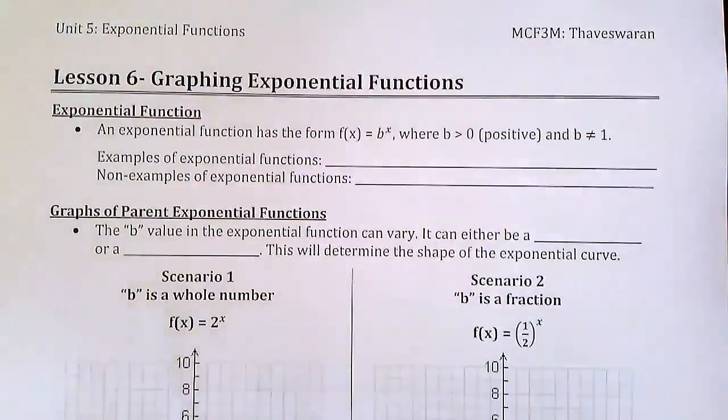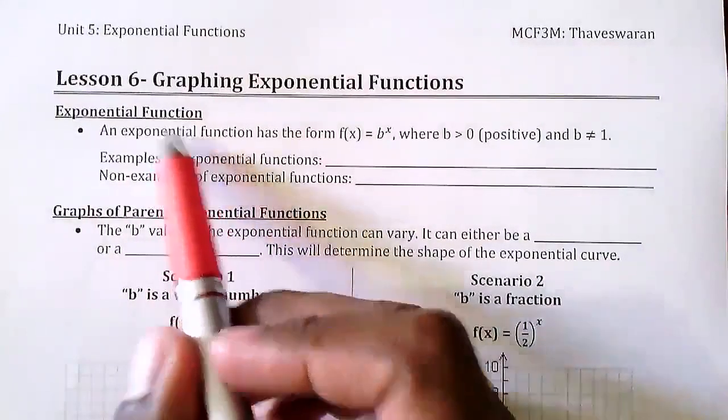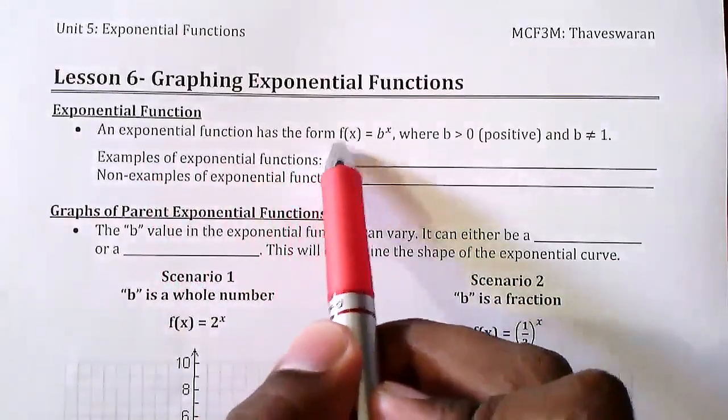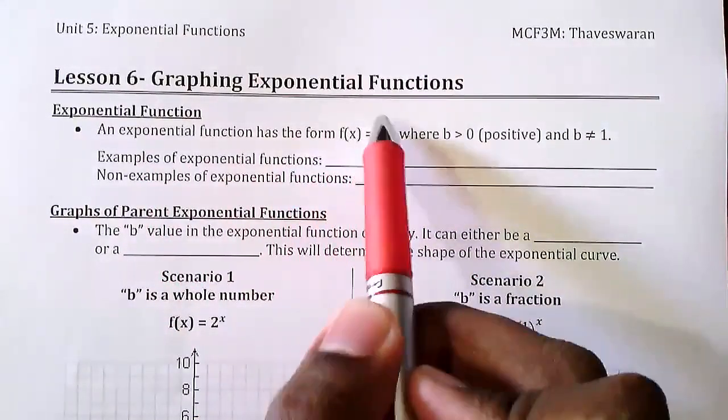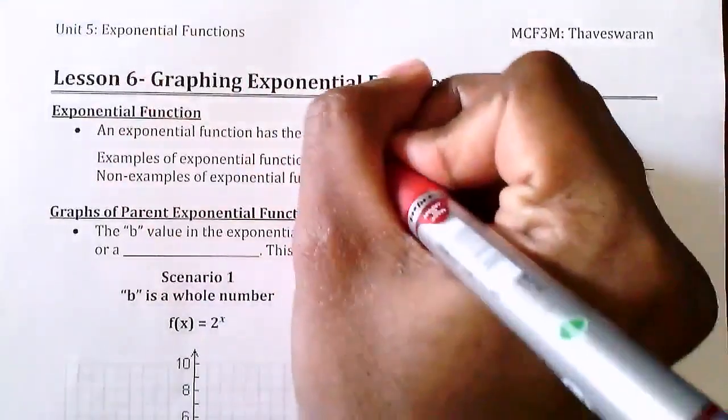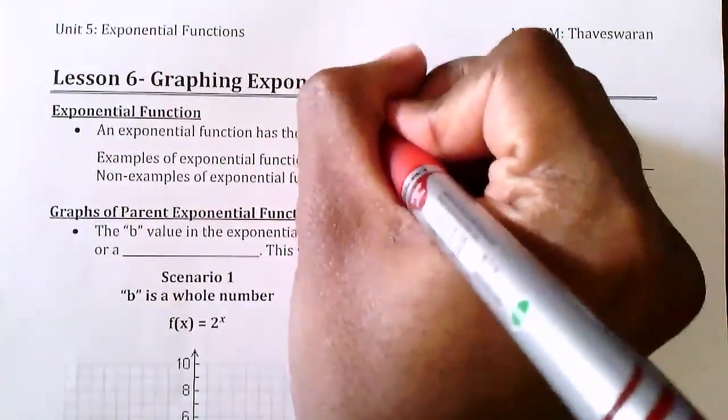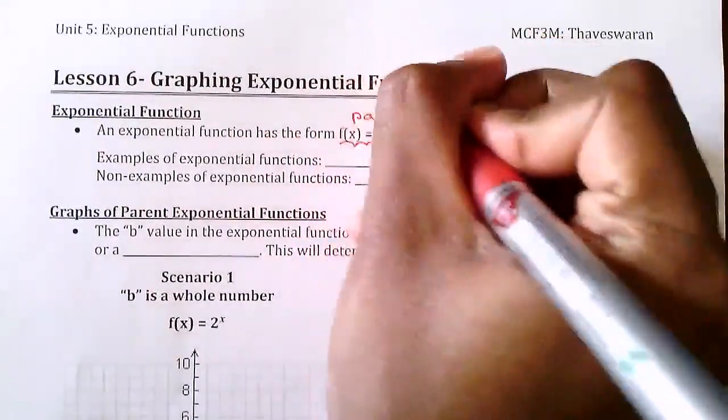So welcome to lesson 6 for exponential functions. Today we're going to learn how to graph exponential functions. So an exponential function has the form f of x is equal to b to the power of x. Again, I want to emphasize that this is the parent function.